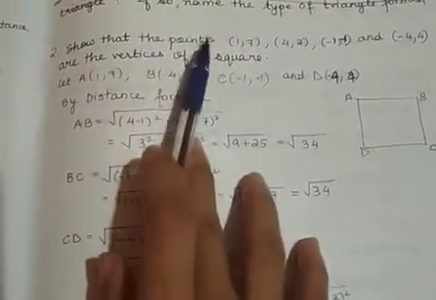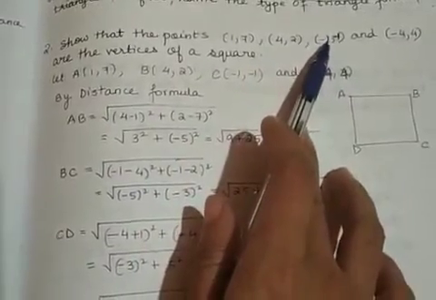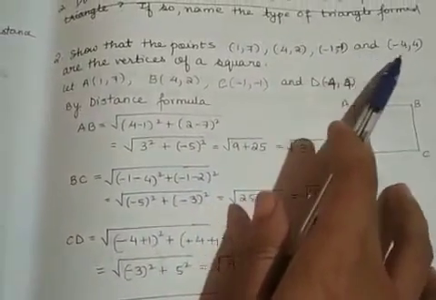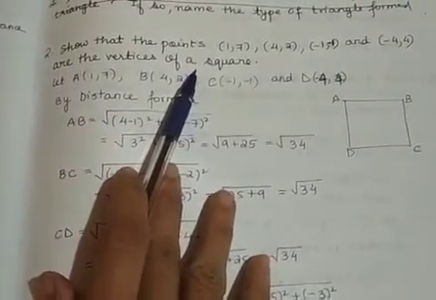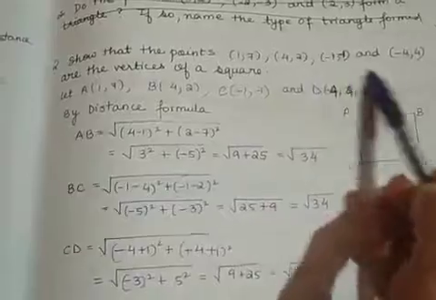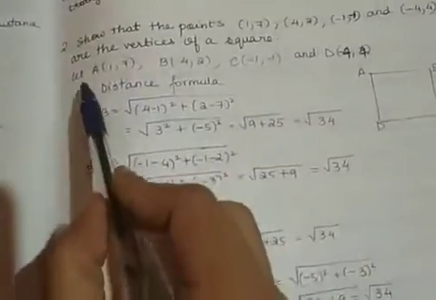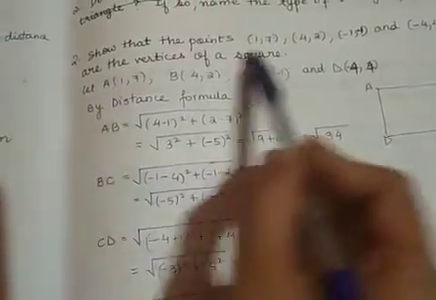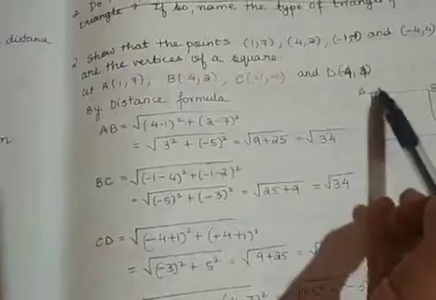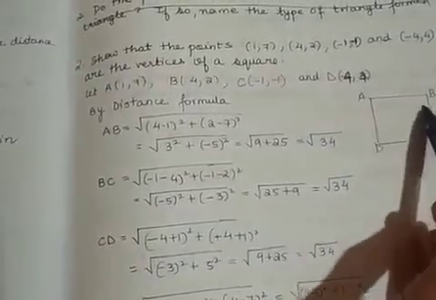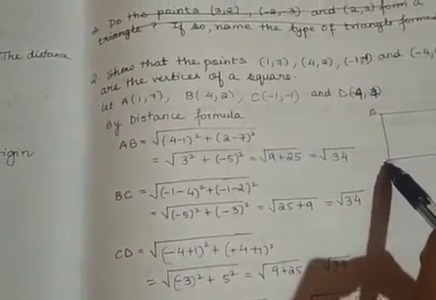Show that the points (1, 7), (4, 2), (minus 1, minus 1) and (minus 4, 4) are the vertices of a square. So you have to show that these are the points which are vertices of a square. Let us name these points. Let A be this point, then B, C and D. So these are the vertices of this quadrilateral. Now I have to show that this is a square.